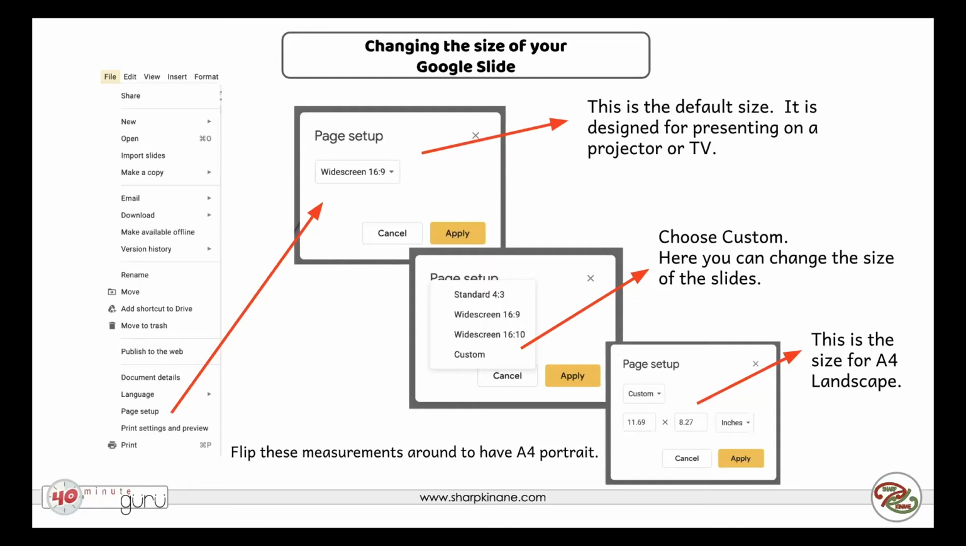So if you go into the File menu and go all the way down to Page Setup, click on that, you'll see it will come up as the default size of widescreen. And all you need to do is click on the drop-down arrow, choose Custom, and then you can change the size there. So you do have the option of changing into centimeters and pixels as well, but I've memorized the size in inches for A4 landscape. And of course, if you just flip those around, then you can have it for A4 portrait. And once you print, it's perfectly aligned for your A4 page.